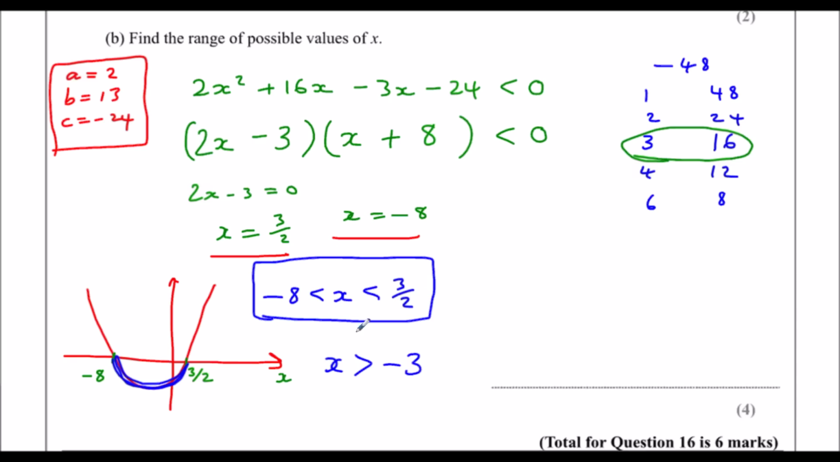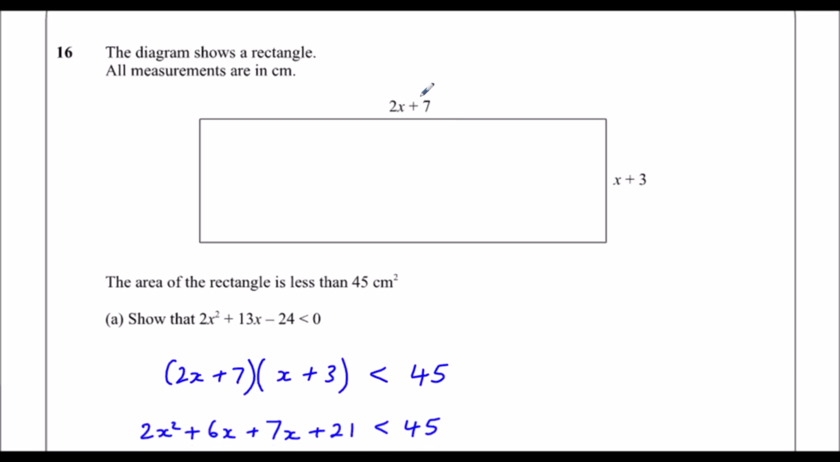So what makes both of these work? It's going to have to be not in between negative 8 and 1.5. It's going to have to be in between negative 3 and 1.5. So x is bigger than negative 3 and less than 1.5. Those are the values of x that, if we substituted them in here, we'll get an area less than 45 centimeters squared.